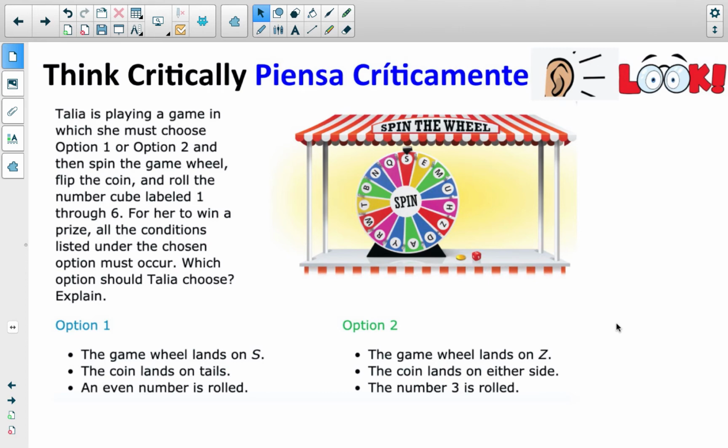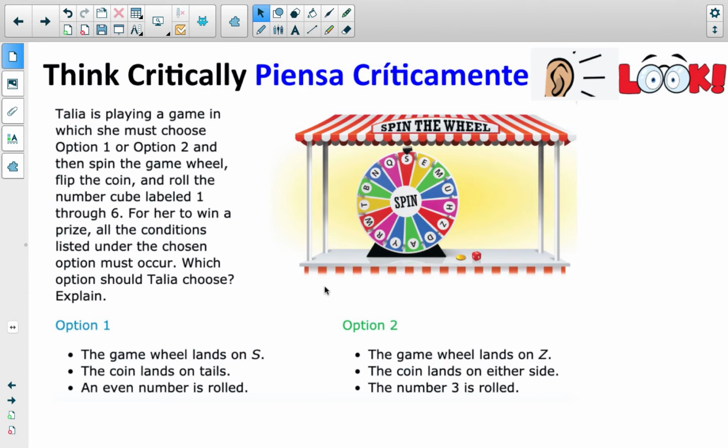learning. So Talia is playing a game in which she must choose option 1 or option 2. And those two options are listed here. Then spin the game wheel, flip the coin, and roll the number cube labeled 1 through 6 for her to win a prize. All the conditions listed under her chosen option must occur. Which option should Talia choose? I want you to think about that first. She should be choosing whatever option has the greater likelihood of occurring.